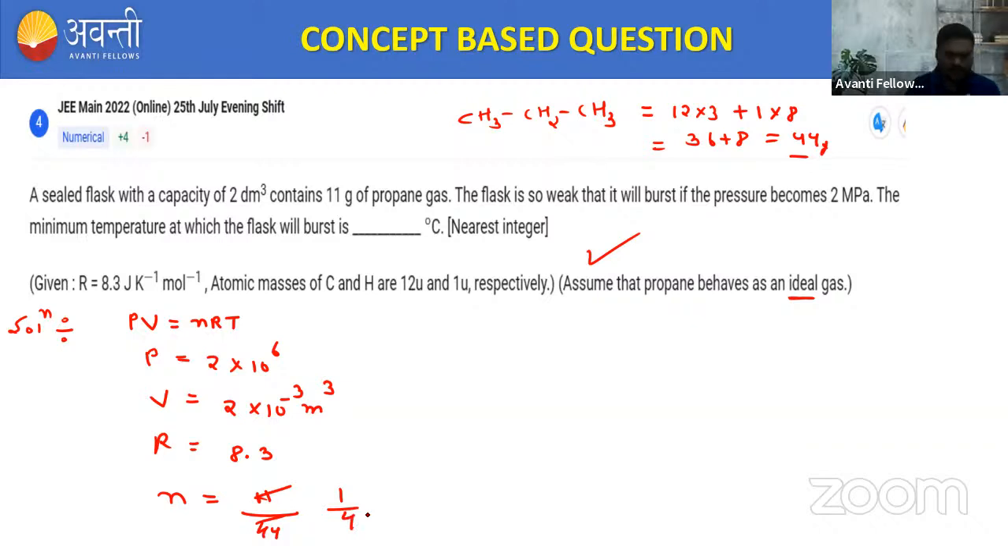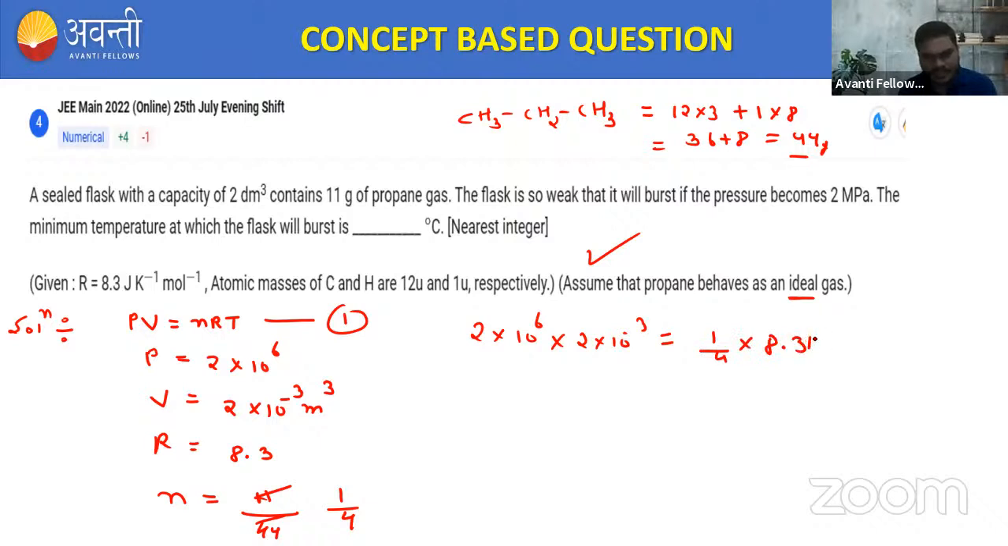Now put all these values in equation 1. P is equal to 2 into 10 to the power 6. V is equal to 2 into 10 to the power minus 3. n is equal to 1 by 4. R is equal to 8.314. And this is nothing but the temperature T. So this is what we have, the temperature T.